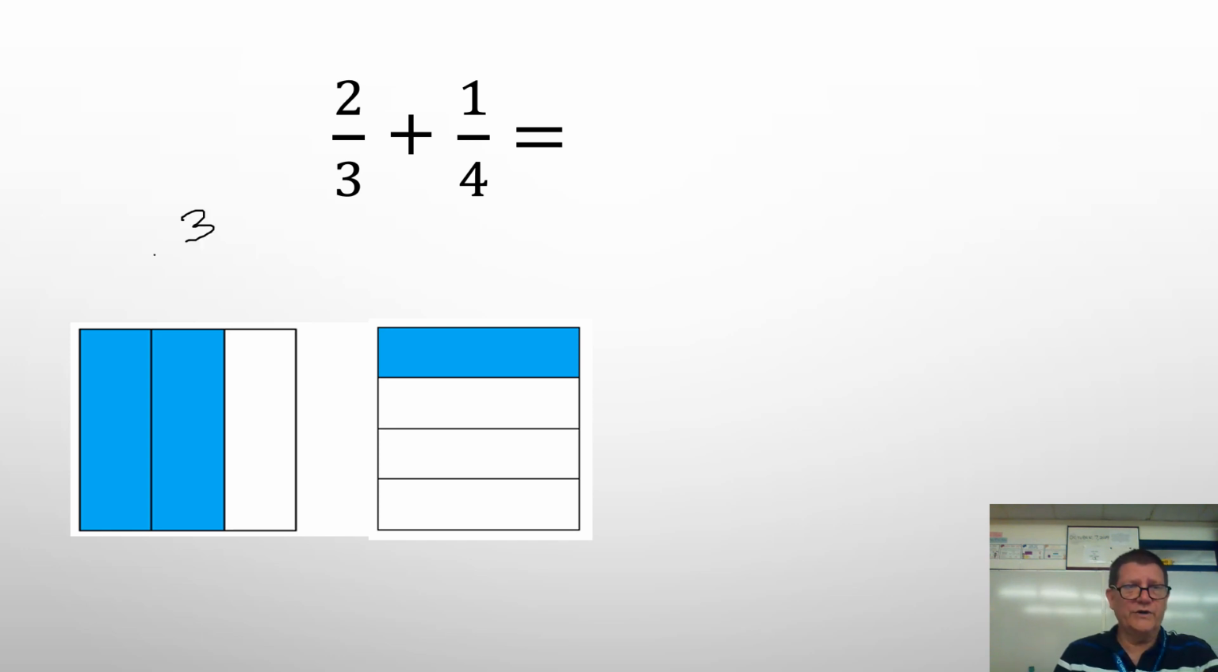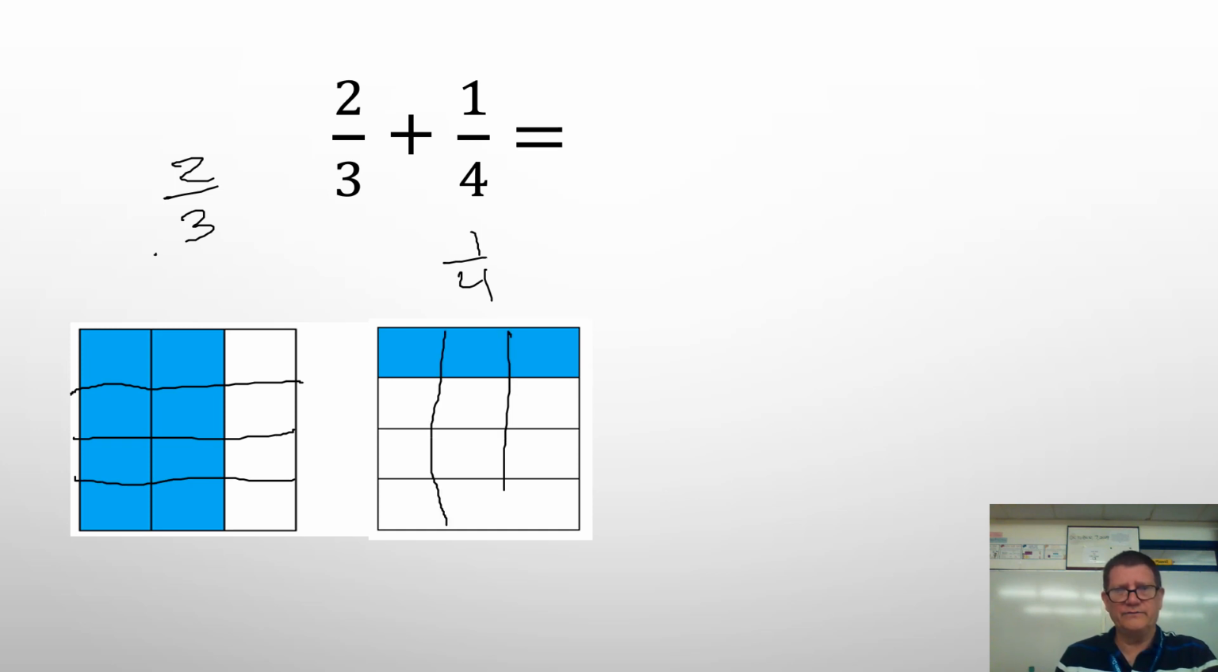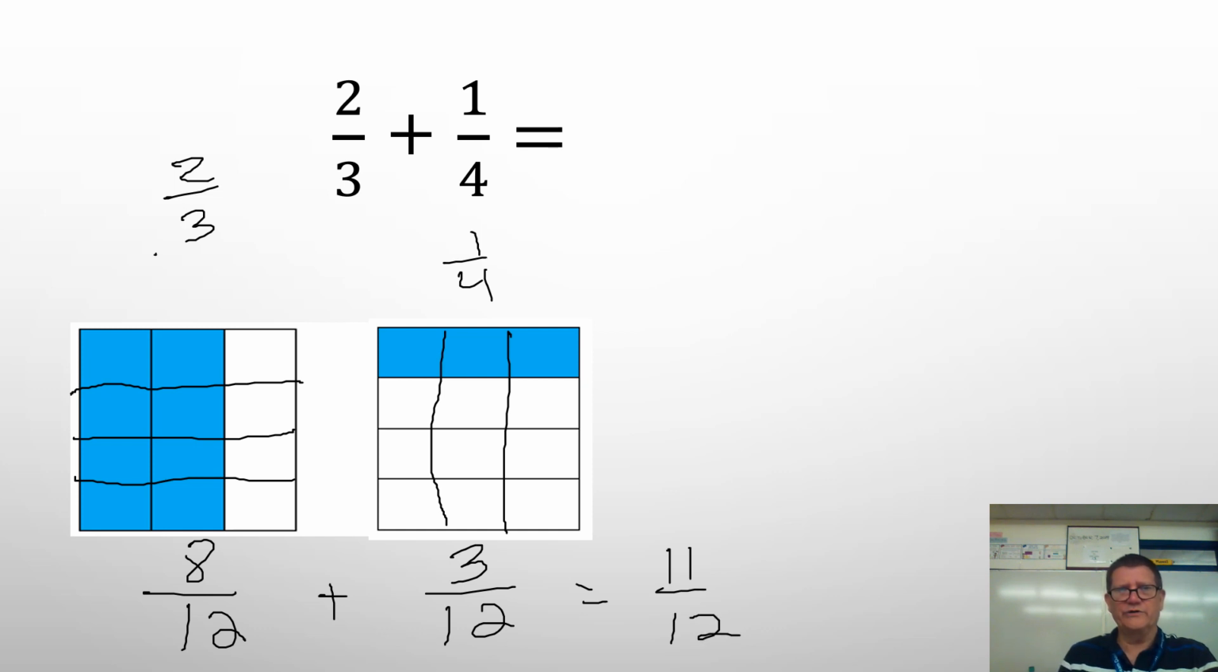So I know this was 2/3 on this side. This is 1/4. So I'm going to bring my quarters over to my other model. And on here, I'm going to split it up into thirds. Now, when we look at this one, we can see we have 2, 4, 6, 8 blue out of a total of 12. On our second equivalent fraction, we have 3 blue out of a total of 12, which gives us 11/12. So we know 2/3 plus 1/4 would be 11/12.